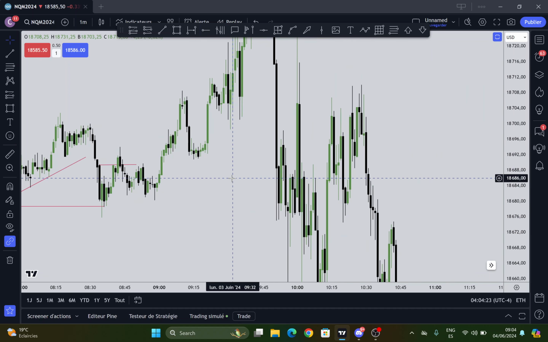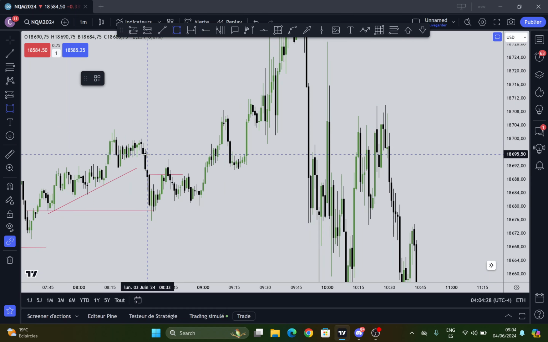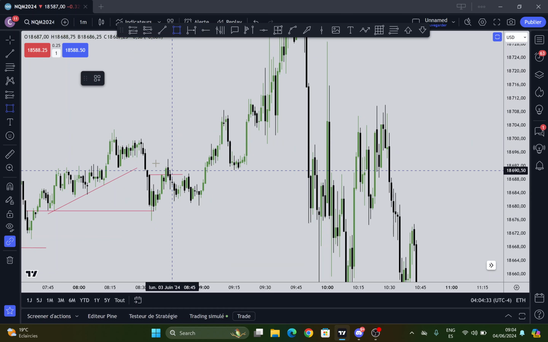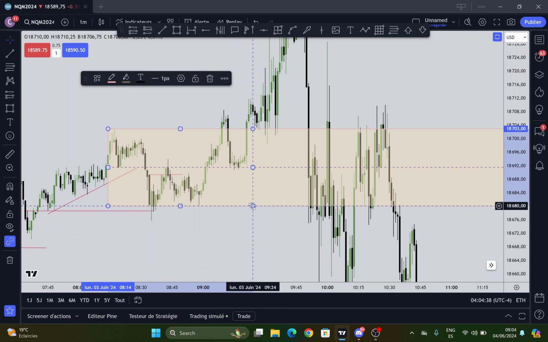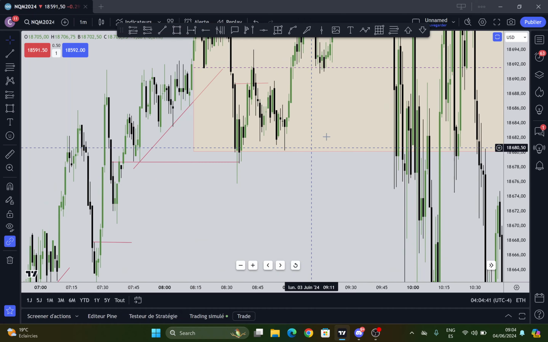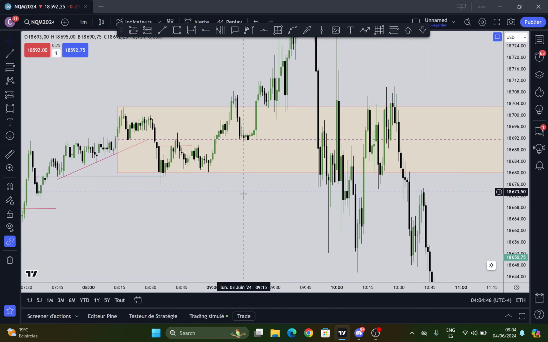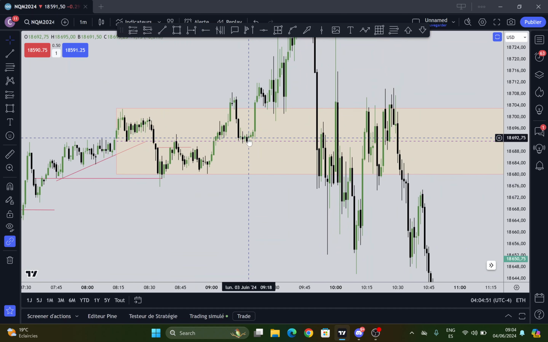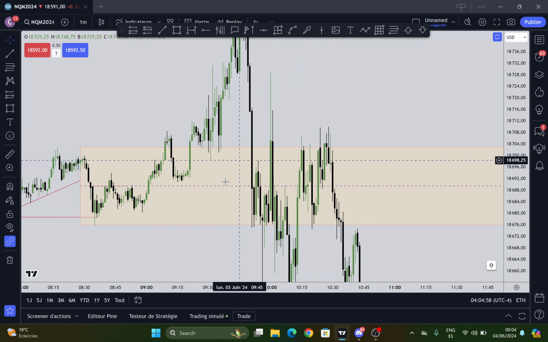Okay, so what happened now again? We created this zone when we closed above it. The zone was made of this and this. Now there is a gap here, right? Which makes this the low of the zone, right? You can take the 1-to-1 here, but let's just say that you make a zone like this and you missed this trade, all right? No problem.